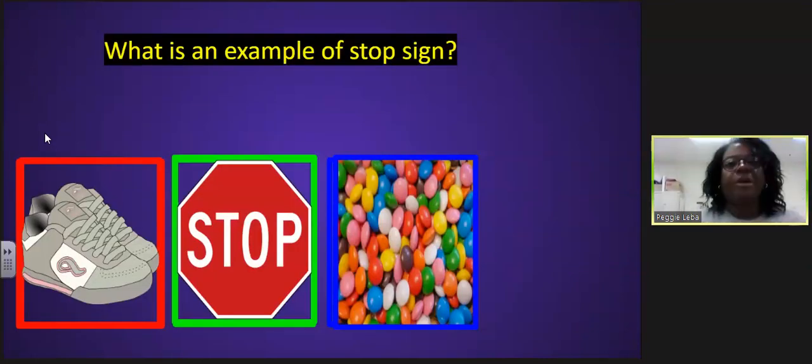Okay, so we talked about critical thinking and problem solving. So we're gonna practice here with some questions. For example, this is the question here. What is an example of a stop sign? Okay, we have three choices here. So is a stop sign a shoe, or is a stop sign the sign that says STOP, which means stop, or is a stop sign candy, okay? So you would think about the question, you would think about your choices, and then you would make the appropriate choice for that question.